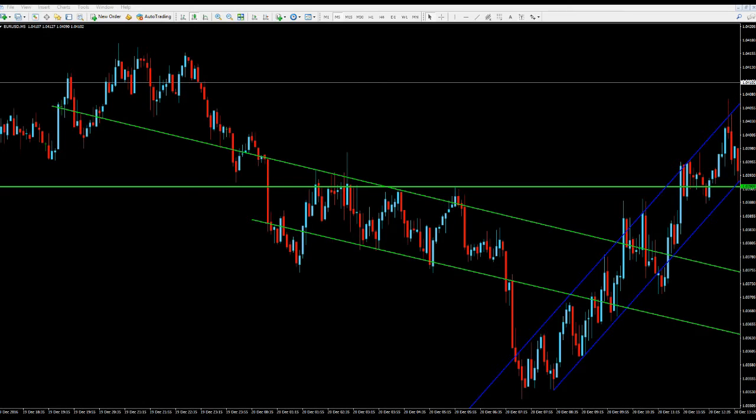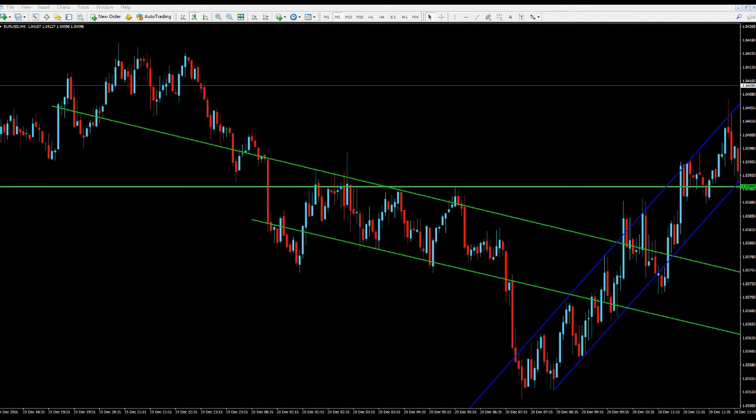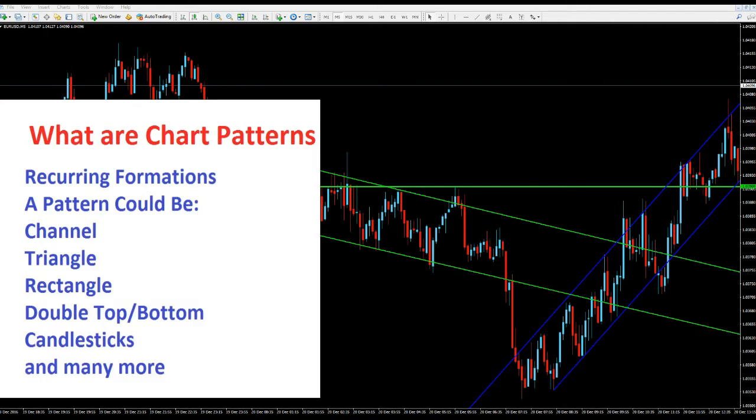So what are patterns? Are there even patterns that recur from time to time? The answer is yes. And what exactly is a pattern to begin with? It's something that happens over and over, right? That's when you see a pattern. There are multiple patterns, of course. There can be lots of different types of patterns.